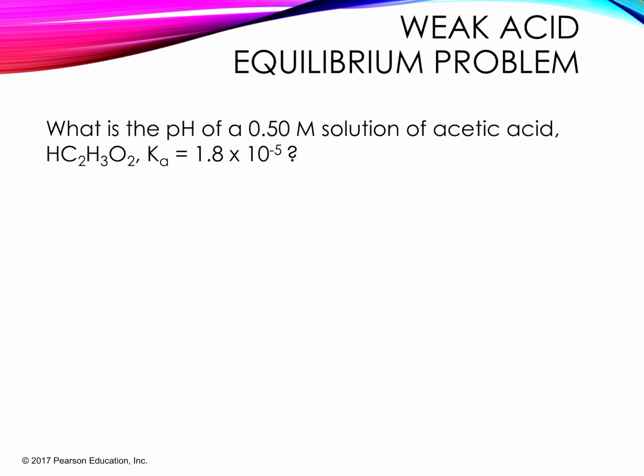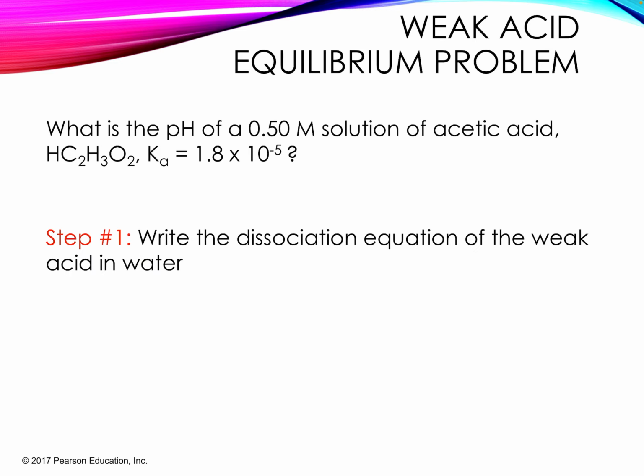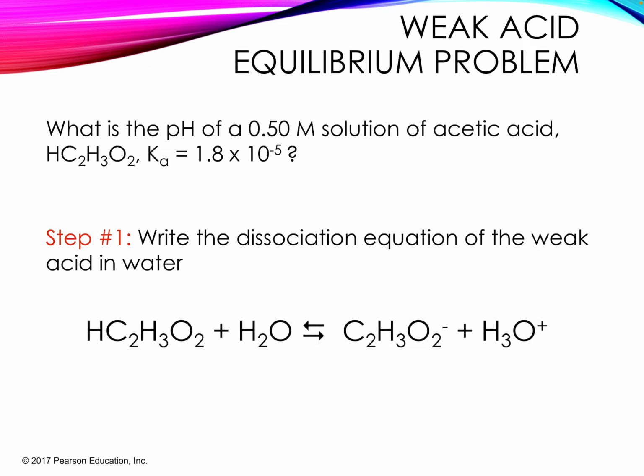Okay, so here's an example problem. So this says, what is the pH of a 0.50 molar solution of acetic acid? And there's our Ka value. Okay, so the first thing we're always going to do is write the dissociation equation of the weak acid in water. So here's our acid. It reacts with water, forms our acetate ion and our hydronium.